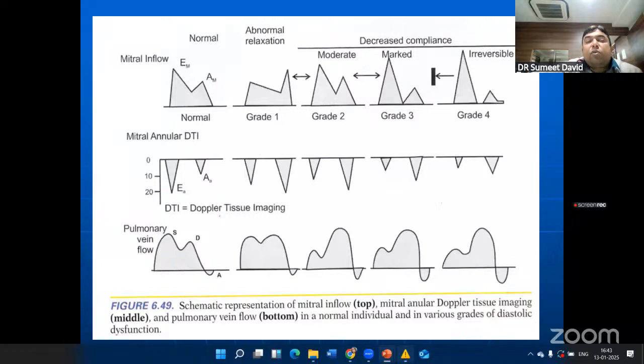If you do it at the mitral annulus with tissue Doppler imaging, you see normally E prime and A prime on the second line. E prime is bigger than A prime, but when A prime becomes bigger than E prime, then it is diastolic dysfunction. We can do it with pulmonary vein flow also.